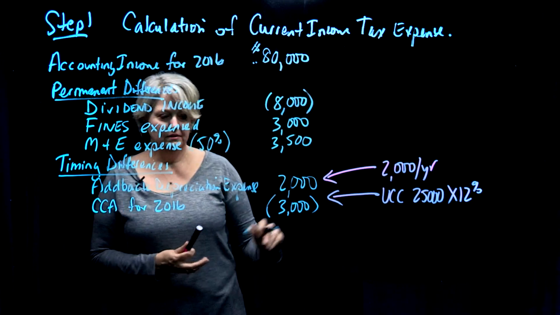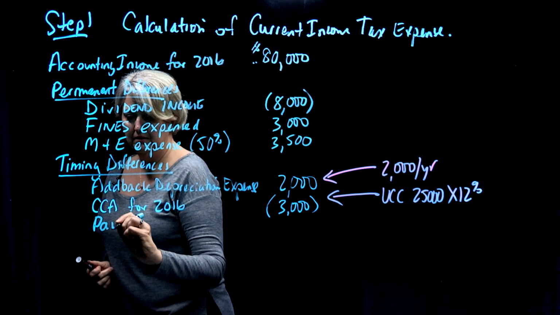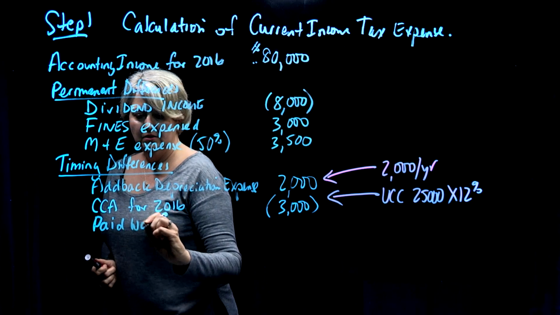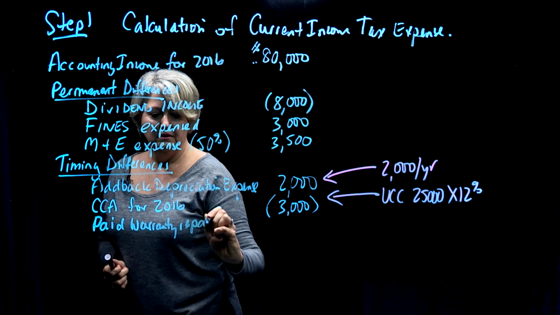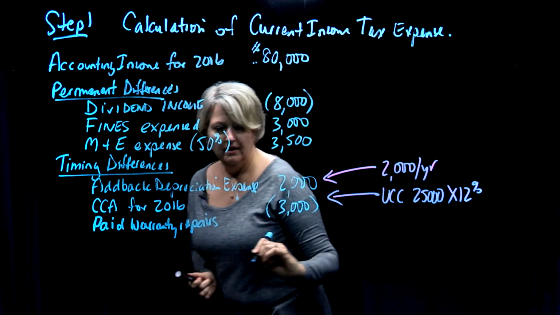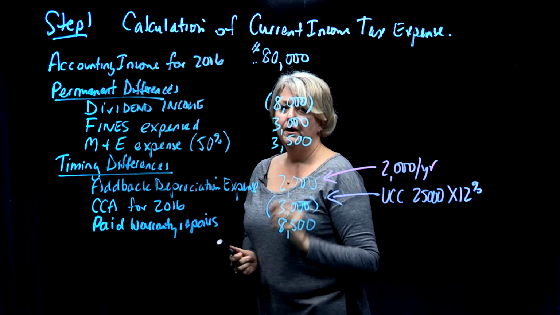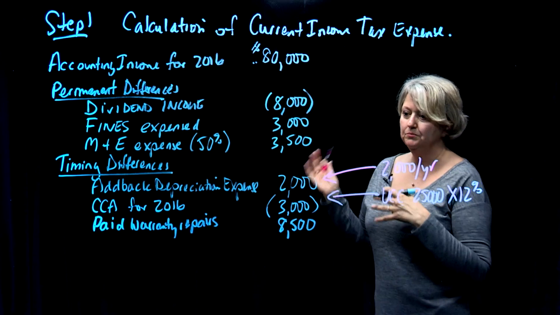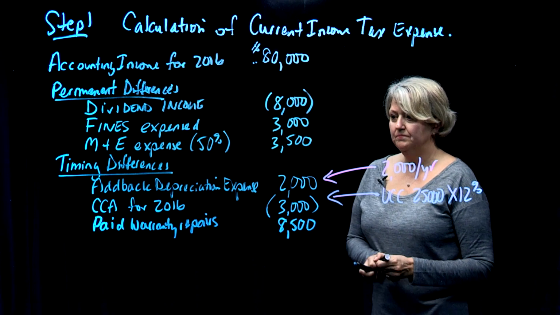Another timing difference was the warranty. So this year we actually spent $8,500 repairing some products that we had sold in prior years and we had accrued as a warranty liability.